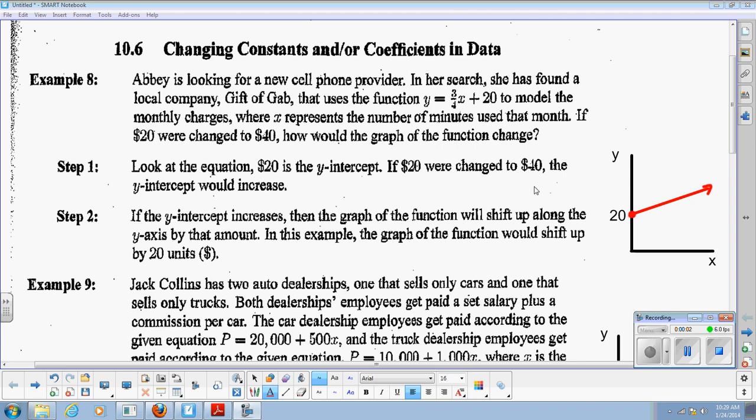All right, our last sheet on slope intercept form word problems. This one is regarding what happens if you change the number for the y-intercept, what happens to the graph, or if you change the slope number, what happens to the graph, or what happens to the function itself.